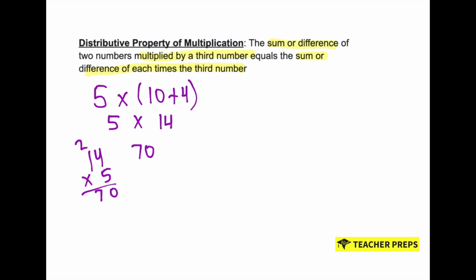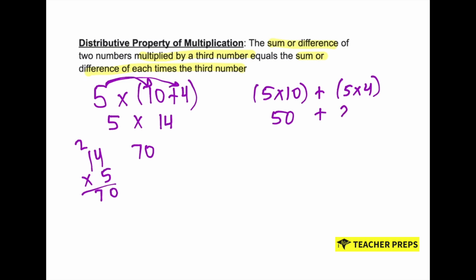We can make this problem a lot simpler by using the distributive property. We can take 5 times the 10 plus 5 times the 4. Doing this, we would have 50 plus 20, which is 70. We get the same answer.